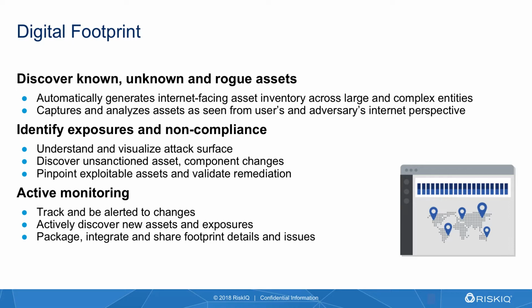And the way in which it does that is it automatically generates an internet-facing asset inventory across all of the assets in the business. And so this is going to look at all of the things that are online across web, mobile, and social, put it all in one spot for your team to manage. And then you can start doing things like assigning ownership and asking questions of your inventory.